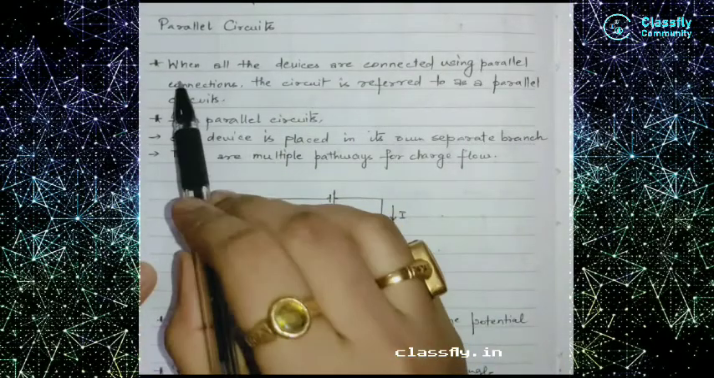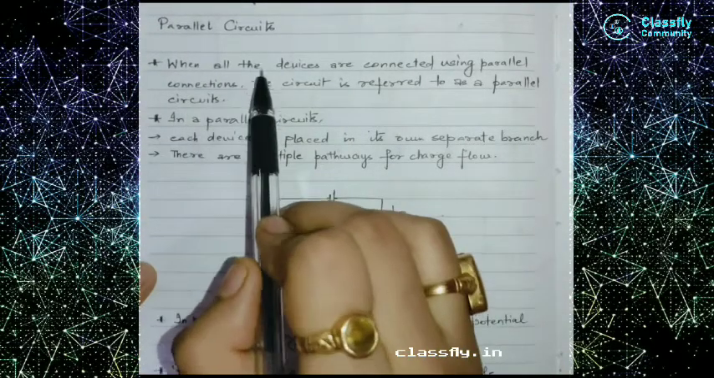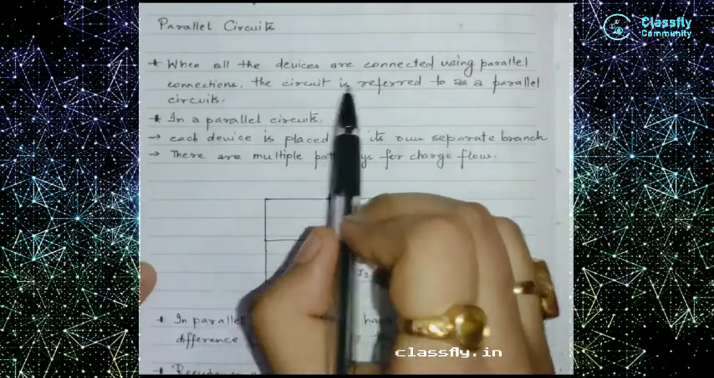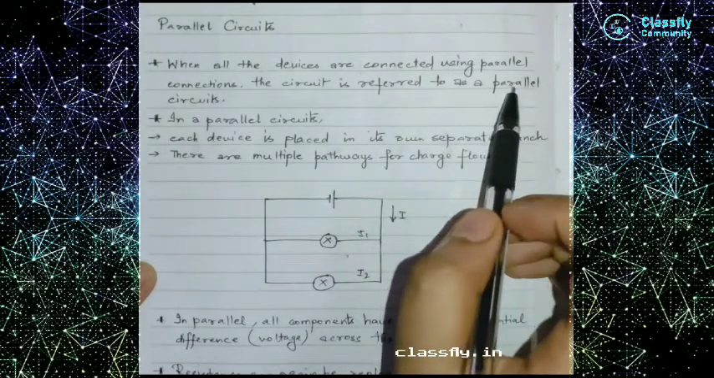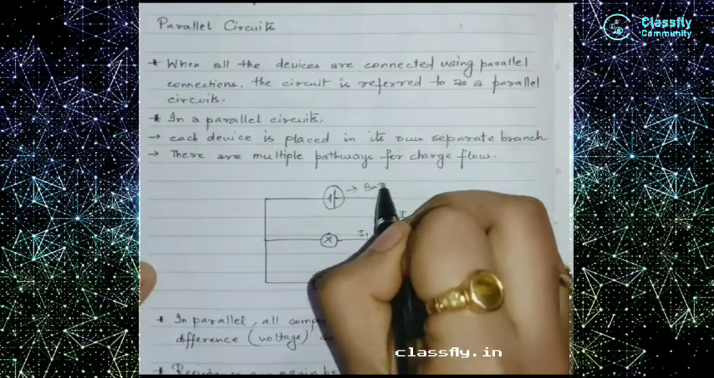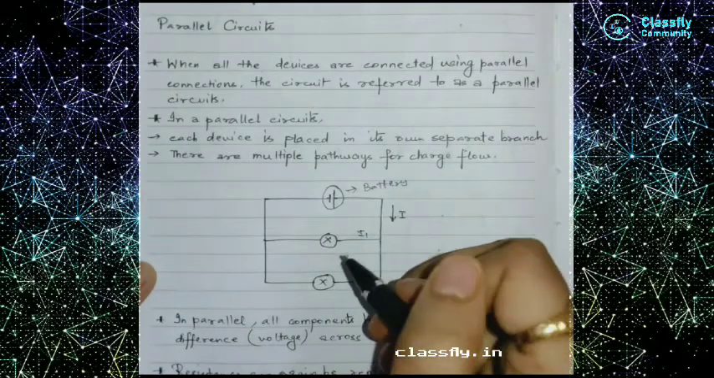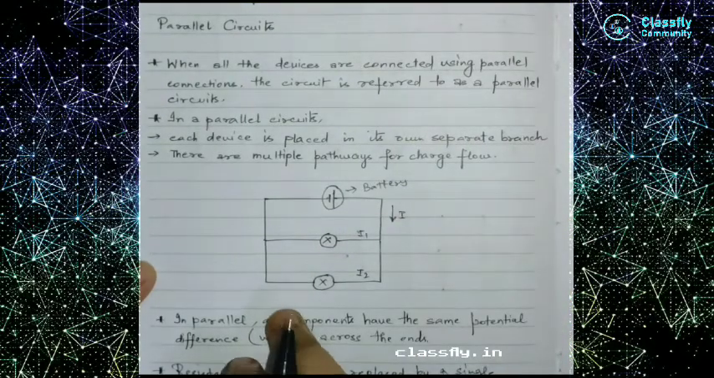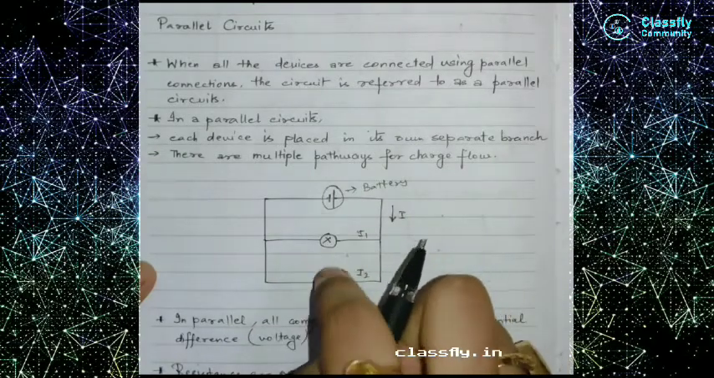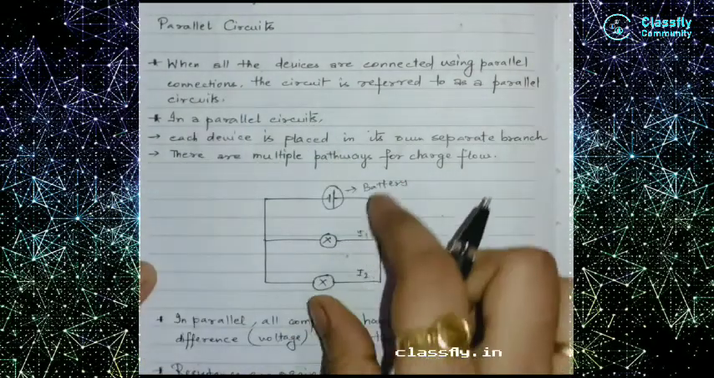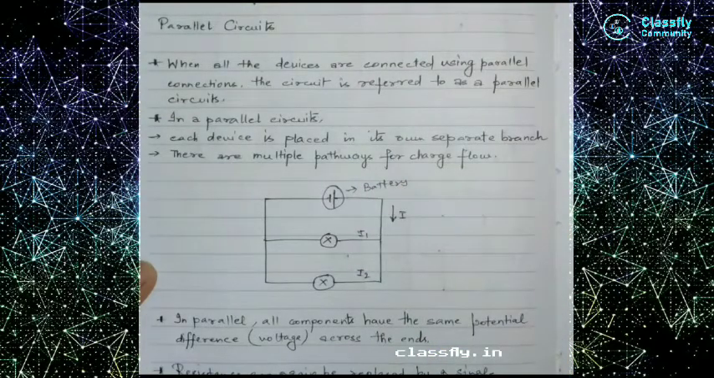Okay, so in simple words you can say that when all the devices are connected using parallel connections, the circuit is referred to as a parallel circuit. That means this is a battery and both these crosses can be any component like resistance. So whenever all these components are connected in a parallel connection, then this circuit is said to be a parallel circuit.